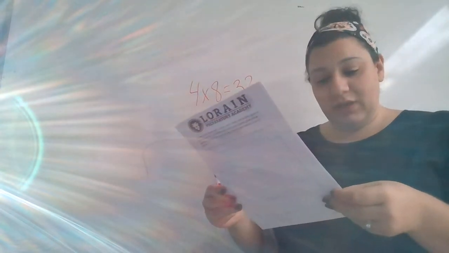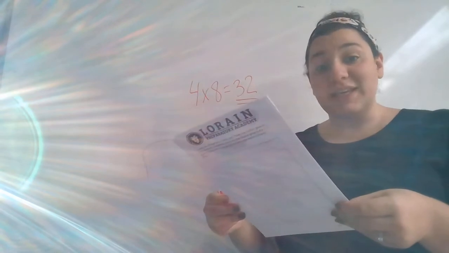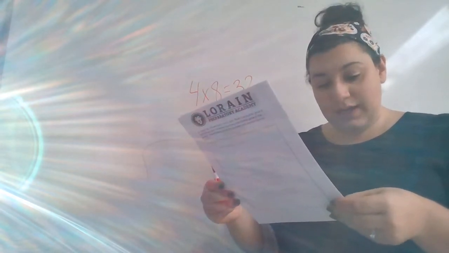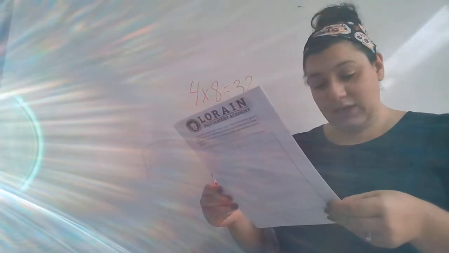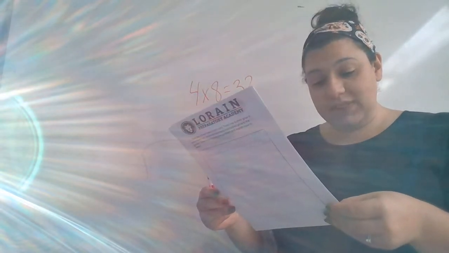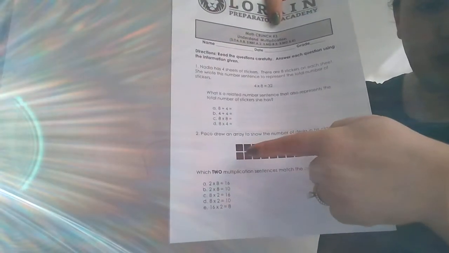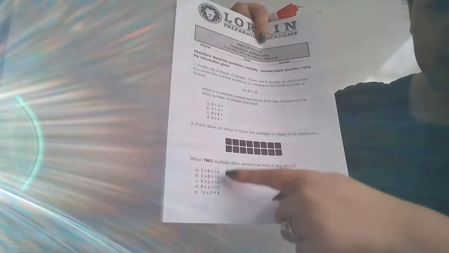Is it going to be 2 times 8 equals 16, 2 times 8 equals 10, 8 times 2 equals 16, 8 times 2 equals 10, or 16 times 2 equals 8? Now, my hint is to count how many boxes you have total. How many boxes you have total would help you figure out which one it's going to be.